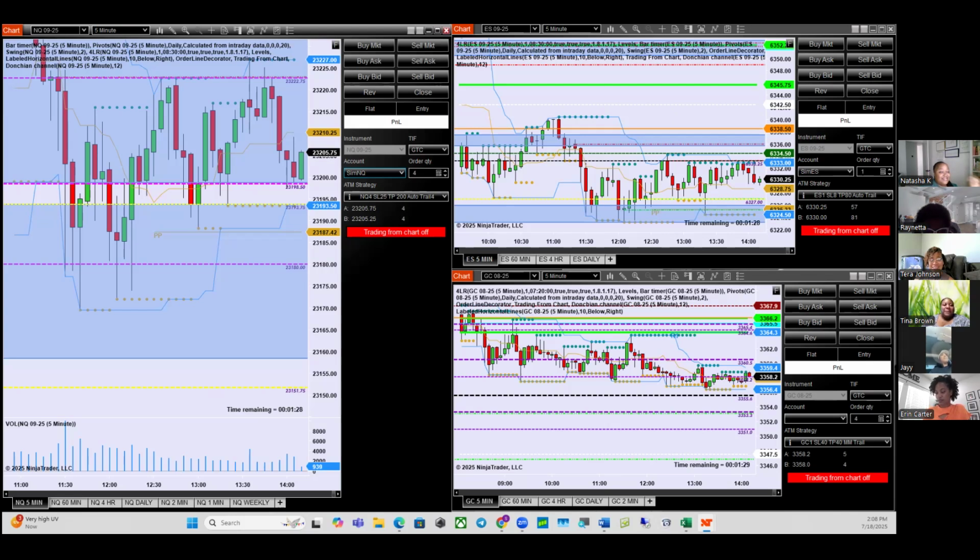So ES micro is worth $1.25 a tick. Gold would be worth $1 a tick on the micros.